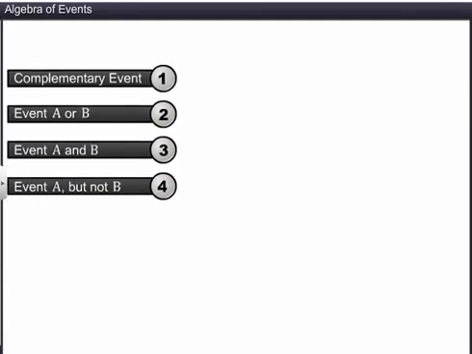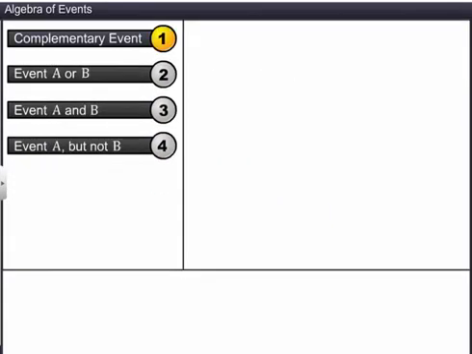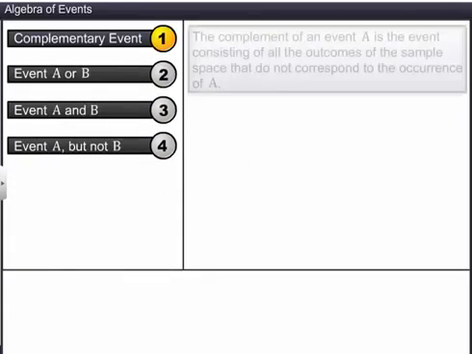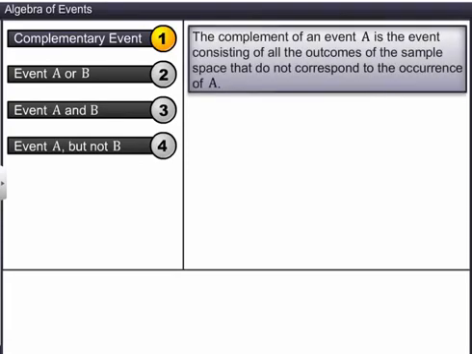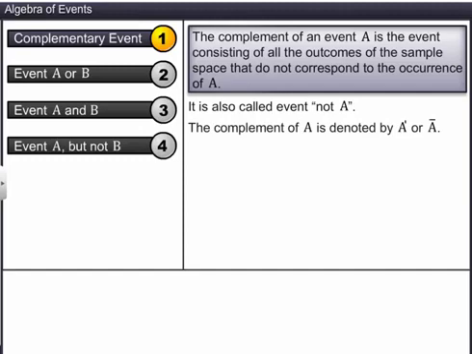Let's begin with complementary events. The complement of an event A is the event consisting of all the outcomes of the sample space that do not correspond to the occurrence of A. It is also called event not A. The complement of A is denoted by A dash or A bar.